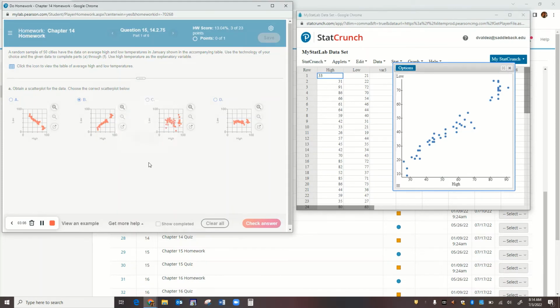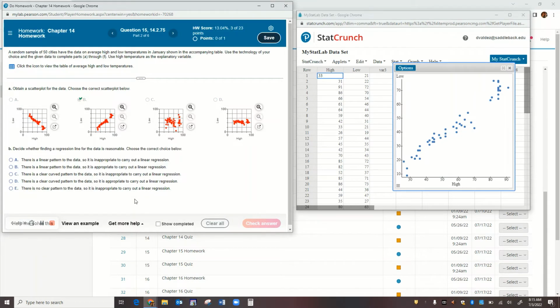Okay. Next part. Decide whether finding a regression line for the data is reasonable. So is there a linear pattern? Yeah, it looks like there's a linear relationship. It's sloping upward. So I would say, yeah, it is appropriate to carry out regression. There is a linear pattern, so it is appropriate. There's not a curve. Okay, so I'm going with B.